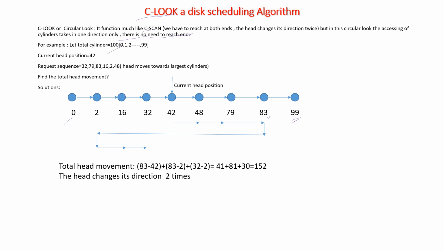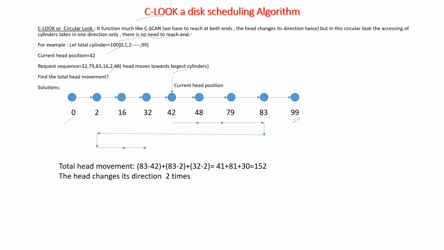There are 100 cylinders given and the current head position is at 42. So from 0 to 99, we will first plot all the request sequence. First is 2, then 16. In this way, we will plot all these requests in increasing, or ascending, order. And it is also given that the head moves towards the largest cylinder.